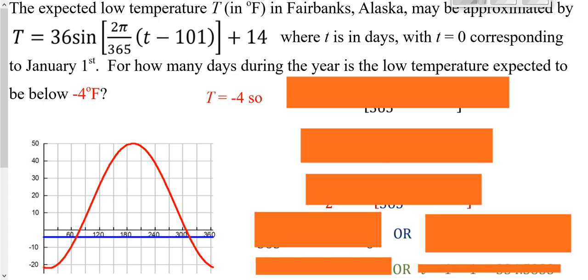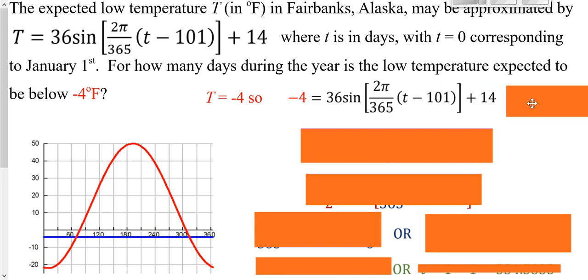So we have one more problem. The expected low temperature in Fahrenheit in Fairbanks, Alaska is approximated by this sine function, where t being 0 corresponds to January 1st. We want to know for about how many days of the year the low temperature is below -4 degrees Fahrenheit. So that means our value here is -4. If I plug in -4, then all we have to do is solve this.